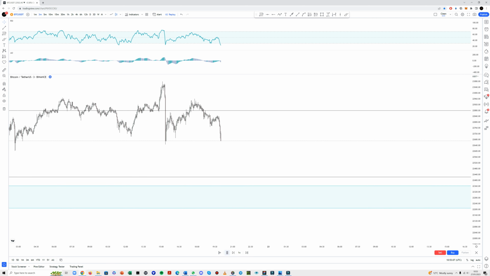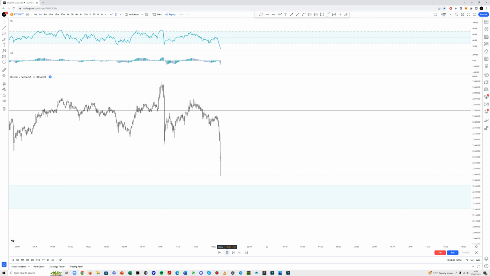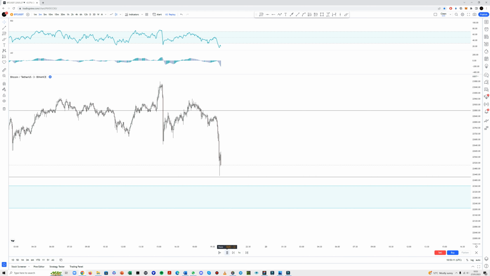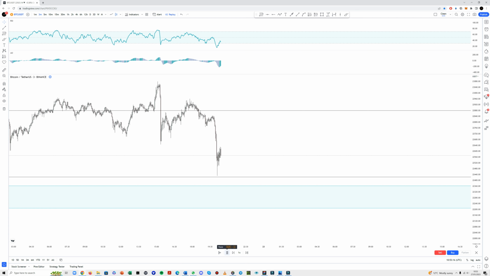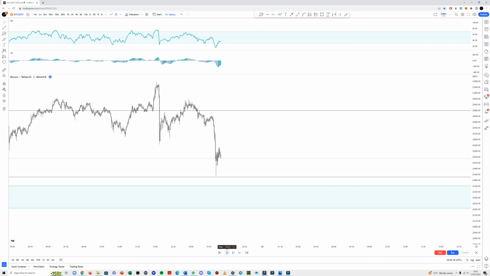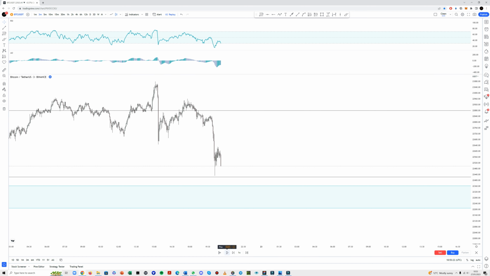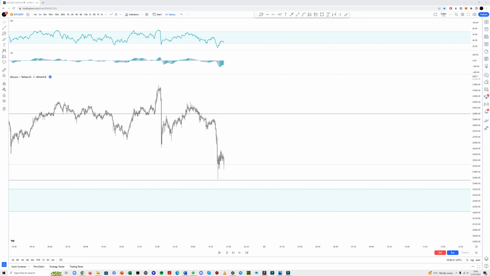in real time, okay? So we start coming down, we nearly test the range low, okay? And we come up here. All right, a little bit further. So this is an interesting picture here, okay?